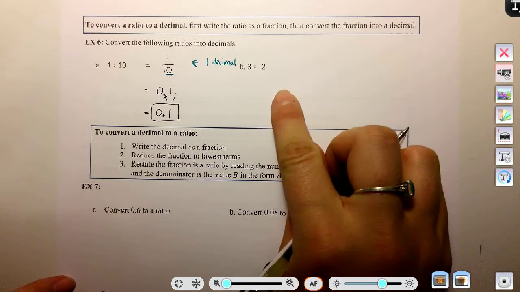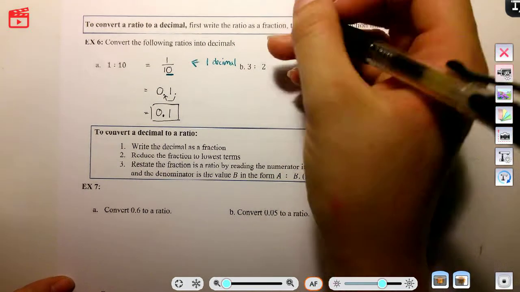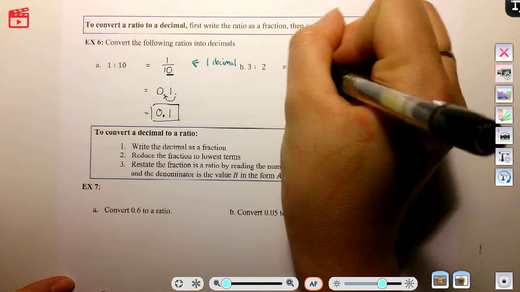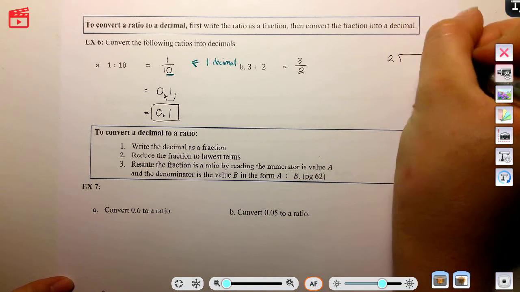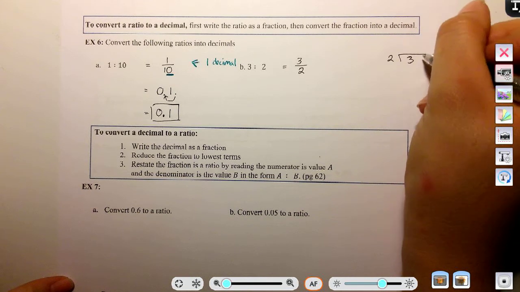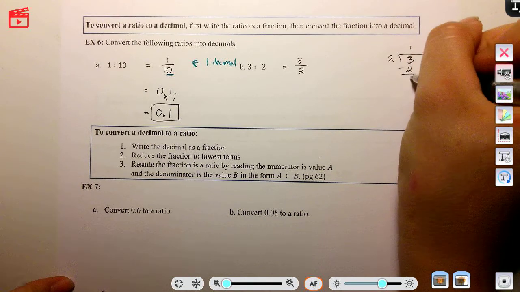All right, and the second one, 3 to 2. Okay, well, writing that as a fraction is 3 over 2. And then we're going to convert that into a decimal. Let's go ahead and do the long division way. 2 into 3. 2 can go into 3 once. Minus 2 is going to be 1.